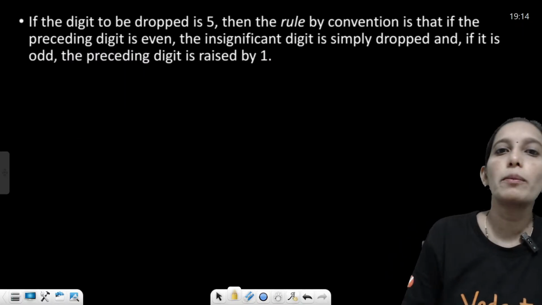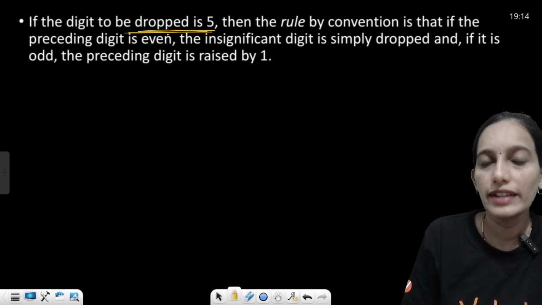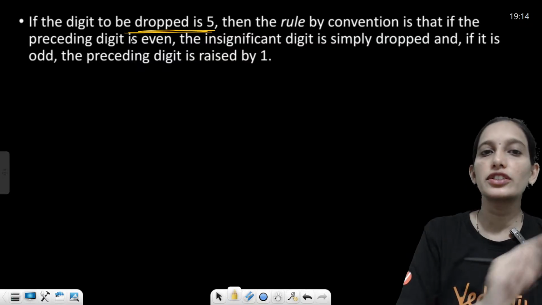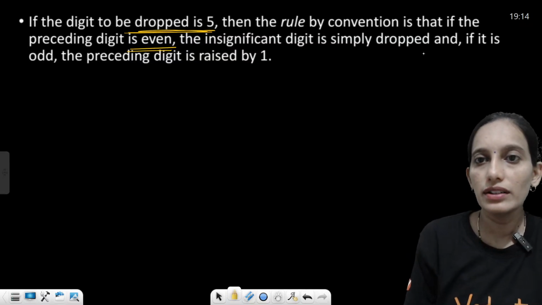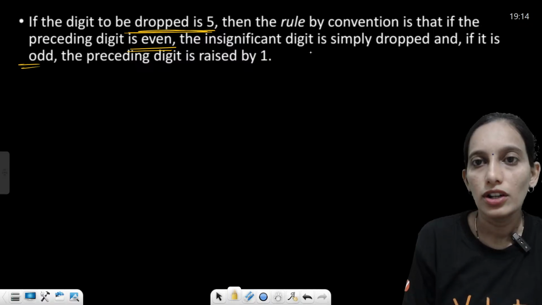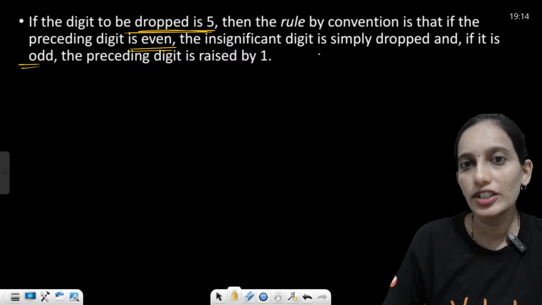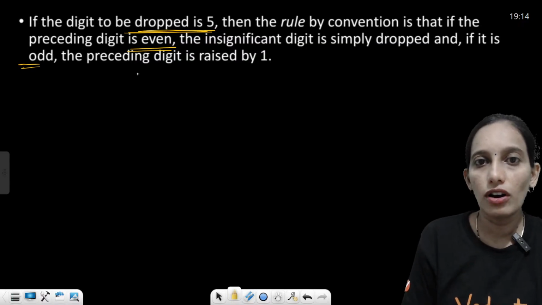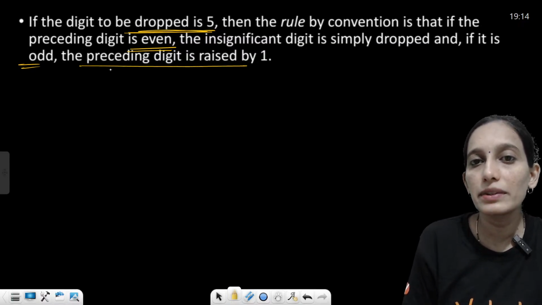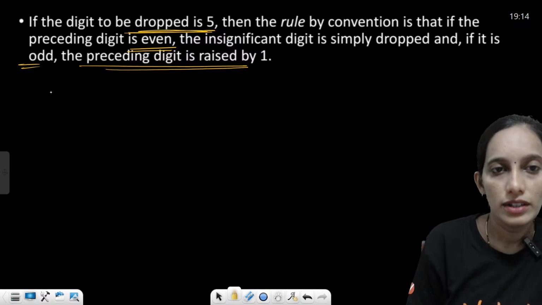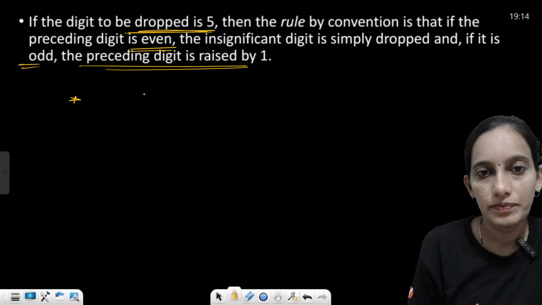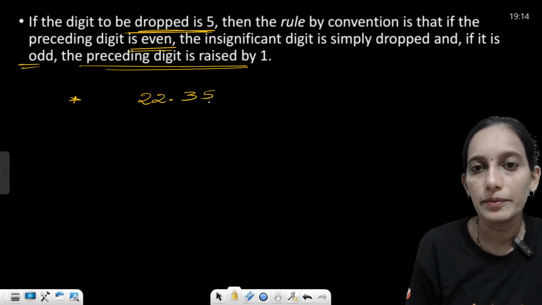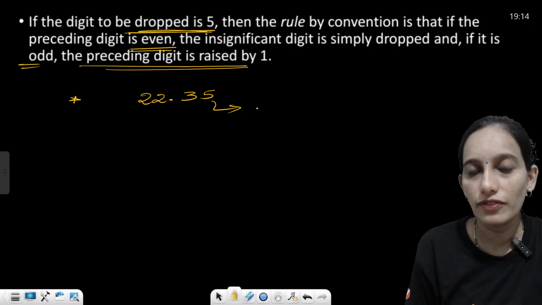If the dropping digit itself is 5, here again two cases come up. So if the dropping digit is 5, we have to look at the previous digit, whether it is even or odd. If it is even, we will just keep that number as it is. If it is odd, we have to increase the preceding digit by 1. Okay, so let's take one example again. Let me say 22.35. So here the dropping digit is 5.